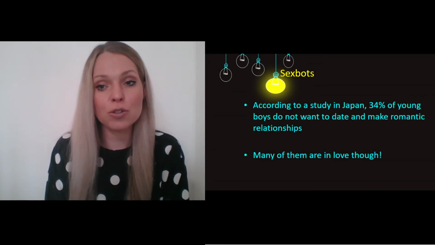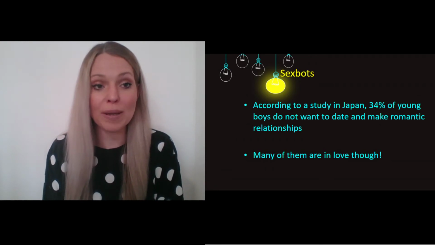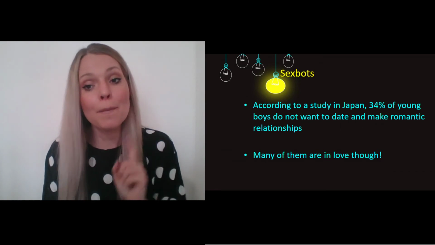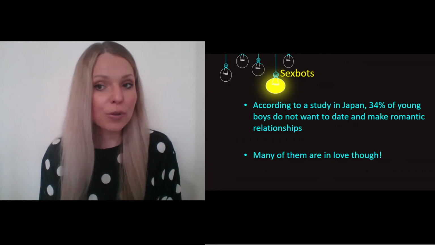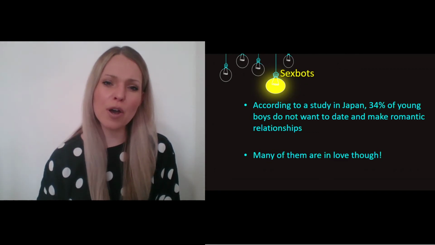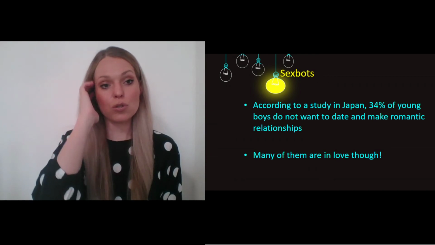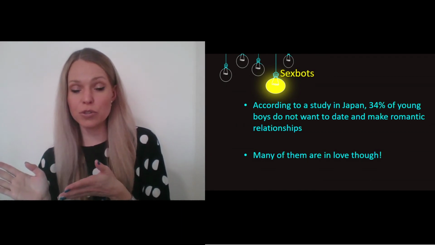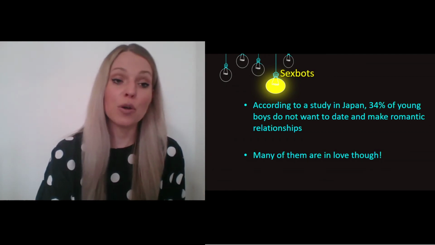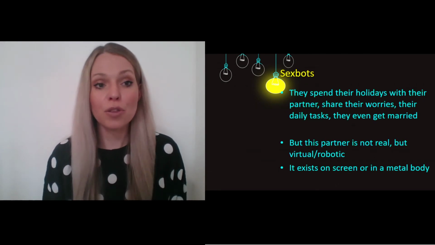34% of young boys do not want to date and make romantic relationships. However, many of them are in love. So if you think about it, 34%, one third of young boys do not want to have normal relationships with young girls, but they are already in love. So guess who? These are going to be the robot ones.